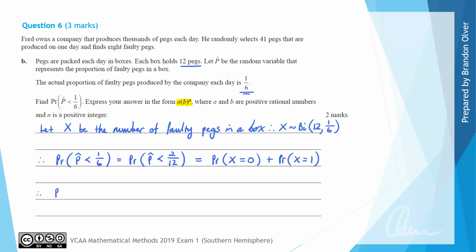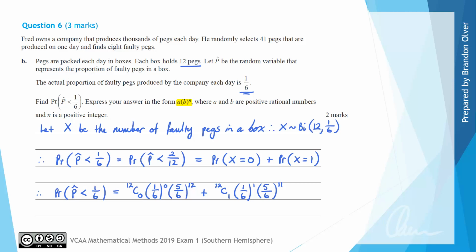Therefore, the probability that capital P hat is less than 1/6 is equal to, and now we use our knowledge of the binomial distribution, the probability that X equals 0, which is 12 choose 0 times 1/6 to the power of 0 times 5/6, which is the probability of failure, to the power of 12. Then we add on the probability that X equals 1. That's going to be 12 choose 1 times 1/6 to the power of 1 times 5/6, and that power will be 12 minus 1 is 11. That represents 1 faulty peg and therefore 11 non-faulty pegs.